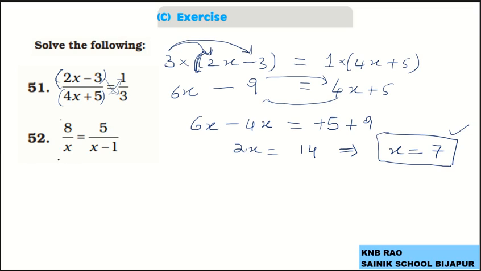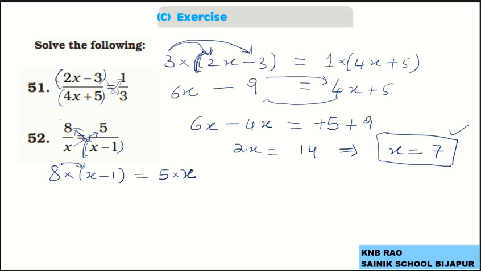Now similarly, 52nd question we will solve. First we shall keep x minus 1 within parenthesis, because it is a binomial, and do the cross multiplication. So x minus 1 goes up and multiplies 8, 8 into x minus 1, binomial, and this x which is denominator in the left hand side goes to right hand side and multiplies the numerator in right hand side, that is 5 into x.